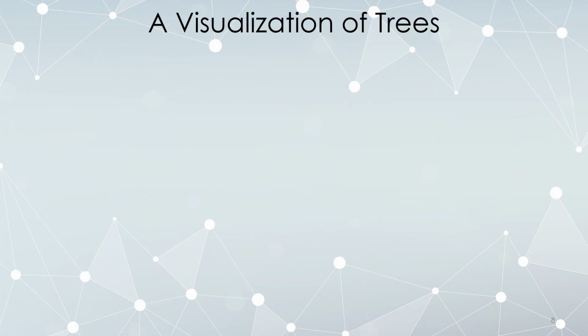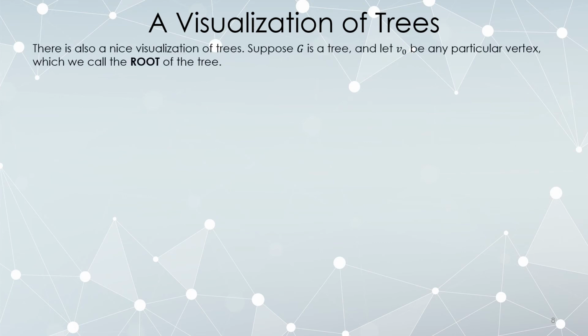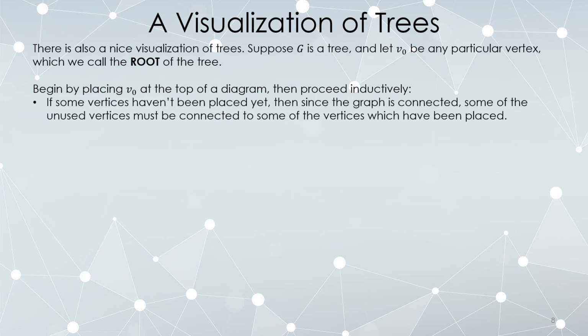There's a nice visualization of trees that we can discuss. If G is a tree and you pick any vertex in the tree, we'll call it V sub 0, you can call that the root of the tree. We call it the root, but we put it at the top, not at the bottom. Then inductively, if some vertices have not yet been drawn, since the graph is connected, some of the unused vertices must be connected to something that's already been drawn. We start the procedure just by placing V0 at the top. Some vertices have to be connected to it because otherwise this vertex would be disconnected.